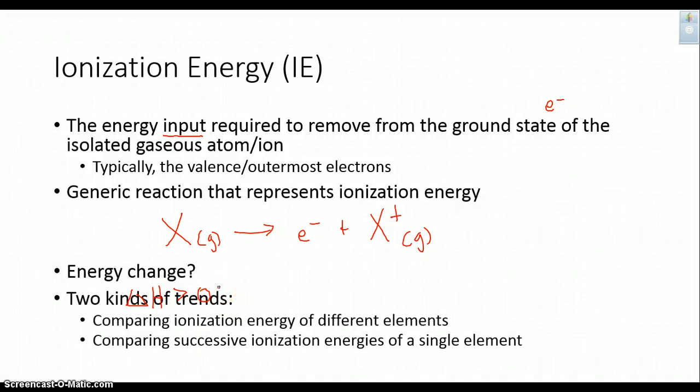Then what? Well, two trends you have to worry about. You have to pay attention to ionization energy of different elements, right? And also the successive ionization energies of a single element. And we'll come back to that in just a minute. One thing I also want to mention, make sure that you understand the ionization energy is kind of a reflection, essentially, of how strongly the protons hold on to their electrons. So definitely effective nuclear charge is involved here. So the higher the effective nuclear charge, the stronger the pull is on those outer electrons. So that means it's going to be a higher ionization energy, meaning it requires more energy to remove the electrons because they're being held on so tightly by the protons.